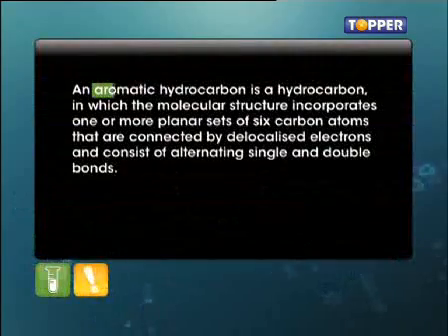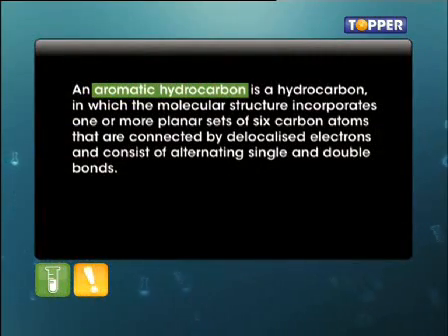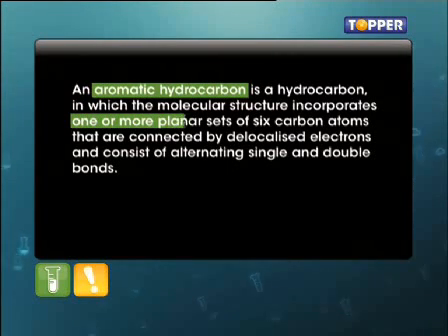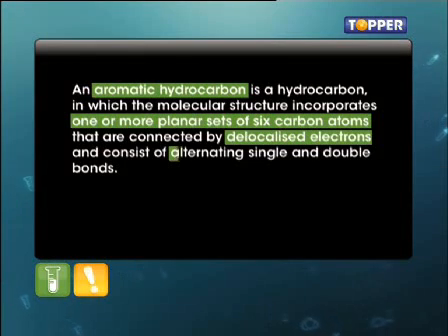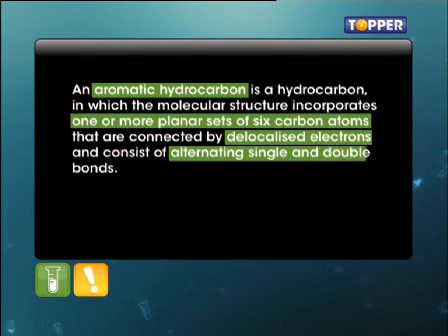So what are aromatic hydrocarbons? Aromatic hydrocarbons have a molecular structure that incorporates one or more planar sets of 6 carbon atoms. These are connected by delocalized electrons and consist of alternating single and double bonds.